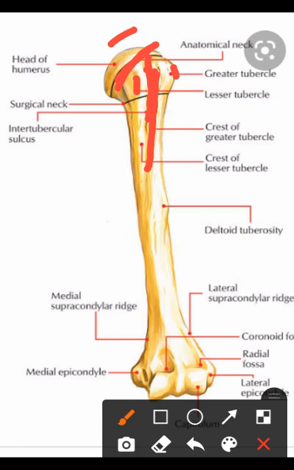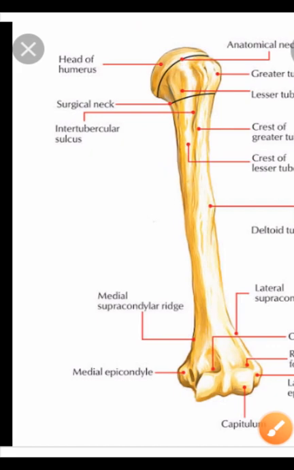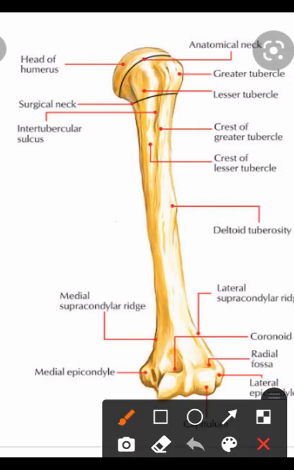Then there is the shaft. We have to discuss the shaft. This is the shaft of the humerus. First of all, there is the surgical neck. You have to look here. This is the surgical neck, and below the surgical neck, you can see on the shaft there is the deltoid tuberosity on the lateral side of the humerus. This is the insertion of the deltoid muscle.